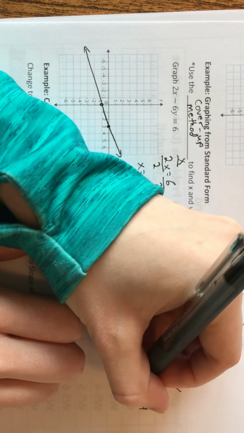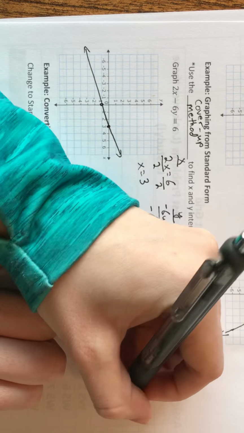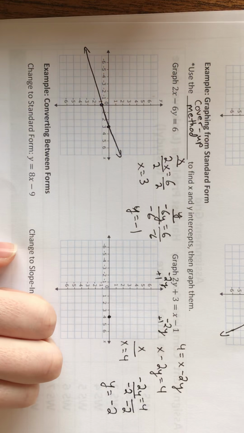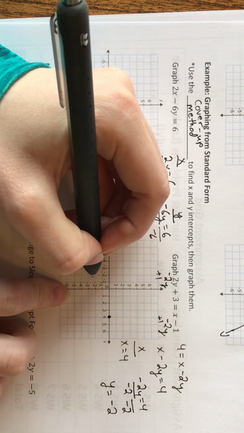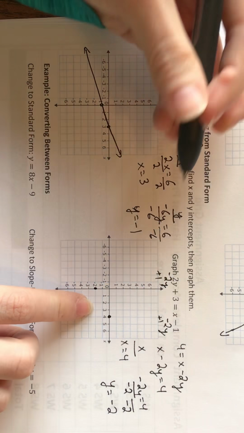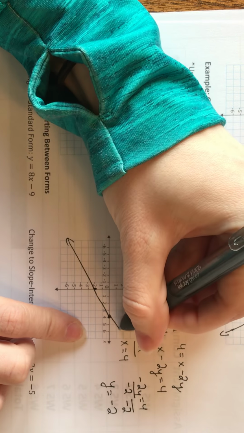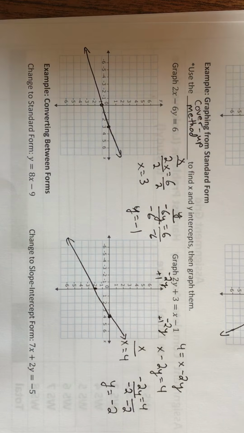I'm going to divide both sides by negative 2, and I get y equals negative 2. So 4 over negative 2 is negative 2. My y-intercept then is at negative 2 on the y-axis. I'm going to take those points, connect them together, and extend my line out to finish that graph.